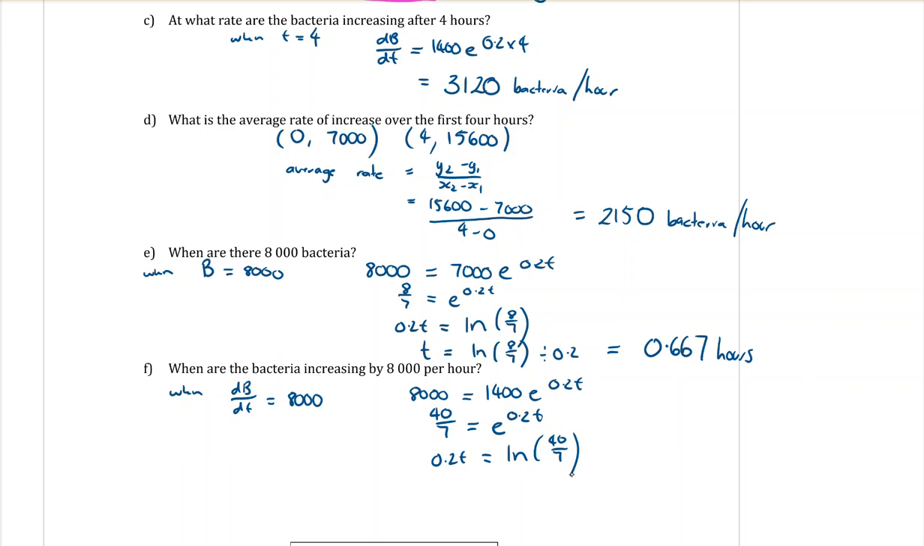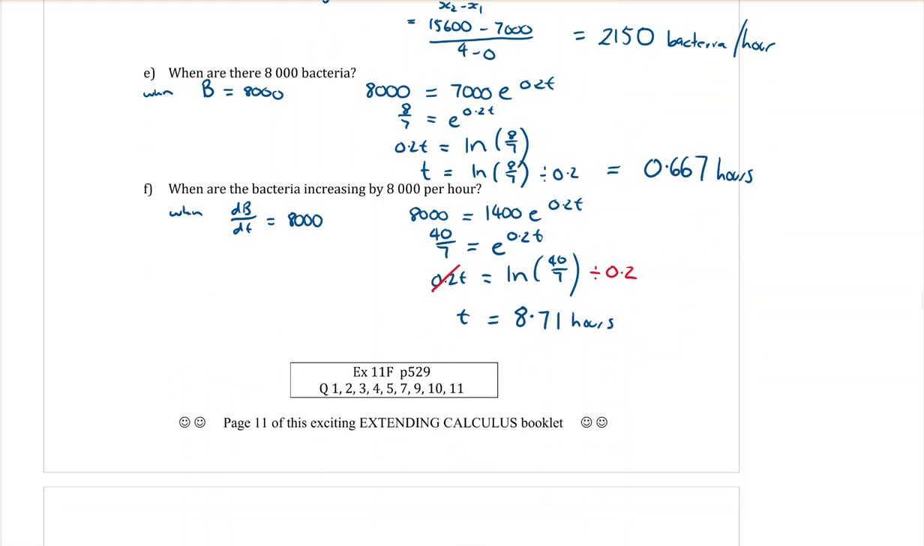And then I just want to divide my 0.2 across. I'm just going to go, so I don't have to write another line, divide by 0.2. So t is equal to, anyone get an answer? 8.71. 8.71 hours. Okay? So not really anything new there, was there?